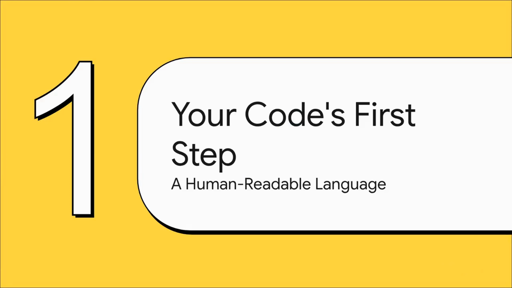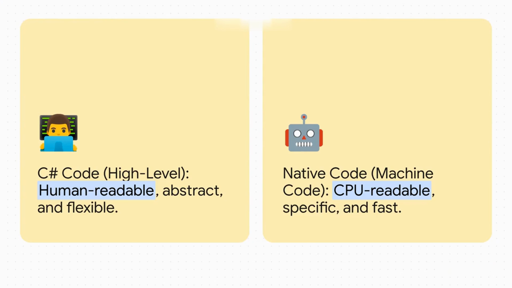All right, every journey has a starting point, and for us, that's a piece of C# code. This stuff is what we call a high-level language, and that's because it's designed for us, for humans, to read and understand. But here's the catch. Your computer's processor speaks a totally different language. It has absolutely no clue what any of this means. And this, right here, is the central puzzle we have to solve.